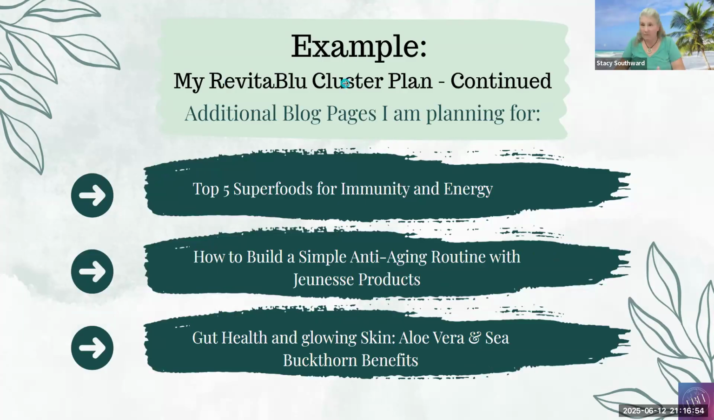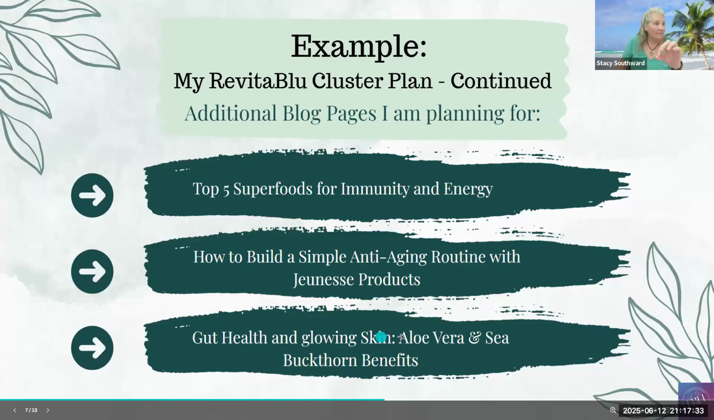Now, my continuing plan for this weekend is I'm going to write some additional blog pages to grow my cluster. One of them is top 5 superfoods for immunity and energy. Another one is how to build a simple anti-aging routine with Juness products. If you guys have looked at the Juness products, it isn't just Luminous that's anti-aging. It's all of them together from the inside out. And then gut health and glowing skin.